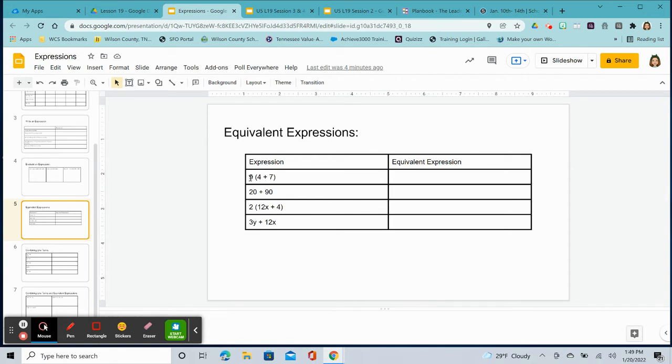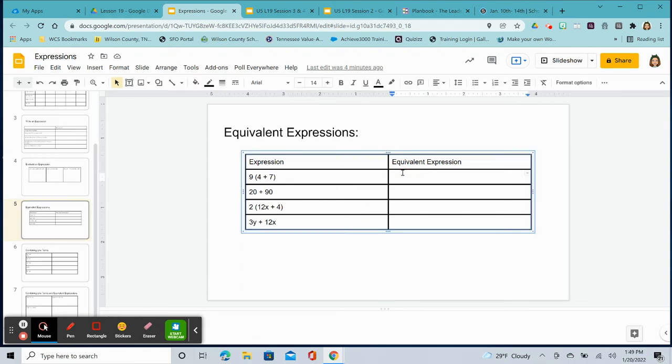But you can take this 9 and distribute it by multiplying it times the 4 and then times the 7, and leaving that addition symbol in between. So if I did 9 times 4, that would be 36, plus 9 times 7. Well, 9 times 7 is 63. So now I have an expression that is equivalent to that. And we talked about that again before winter break started.